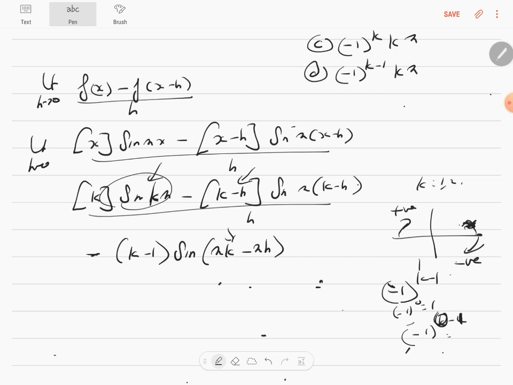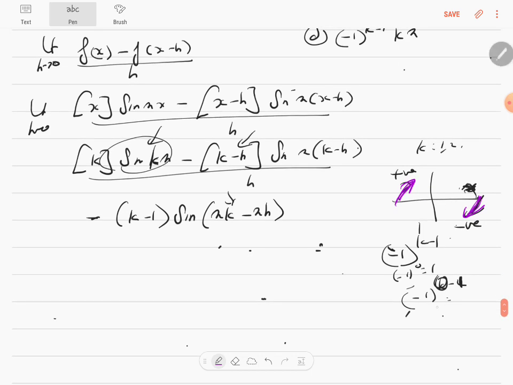So depending on whether it's 2 pi minus or pi minus, k being 1, 2, 3, it takes the value minus 1 whole to the power k minus 1, by h. So minus of k minus 1 into minus 1 whole to the power k minus 1 into sine pi h by h.